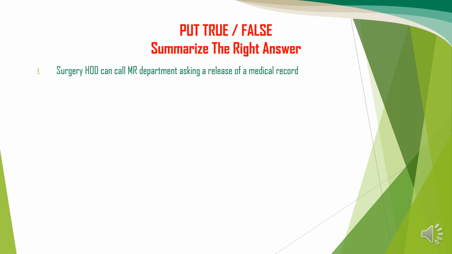Number one, the head of the surgery department can call the medical record department asking for the release of a medical record. Again, the head of surgery calls the medical record department: please send me the file of this patient, medical record number 12702. Is this correct or not? Who has the authority to do something like this? True or false? Two, the medical record is the property of the patient. The medical record itself belongs to the patient. Is it true or false?